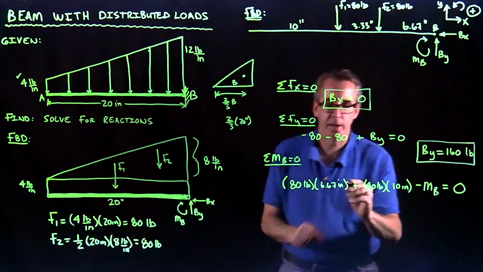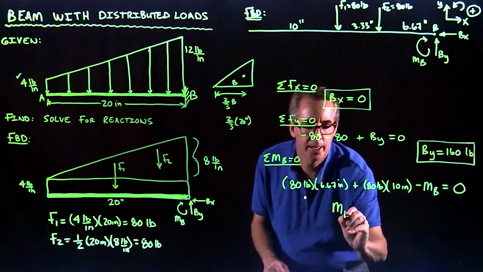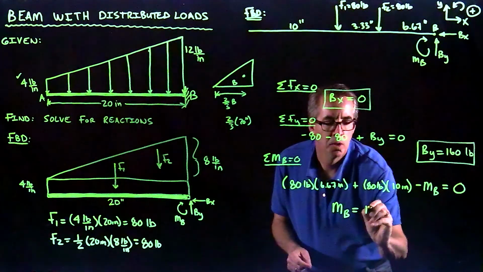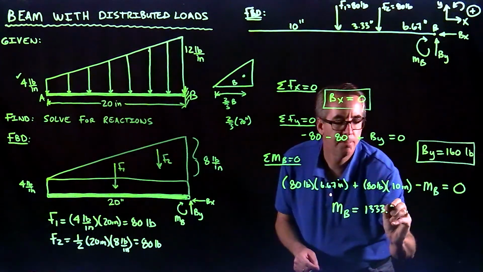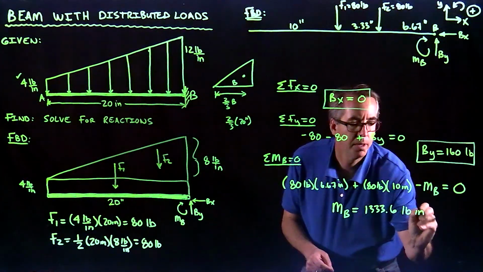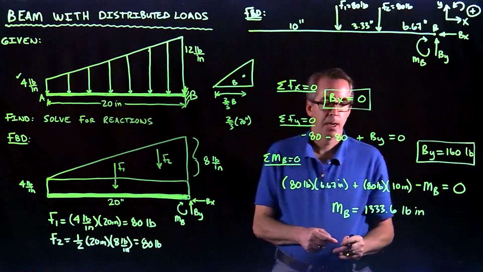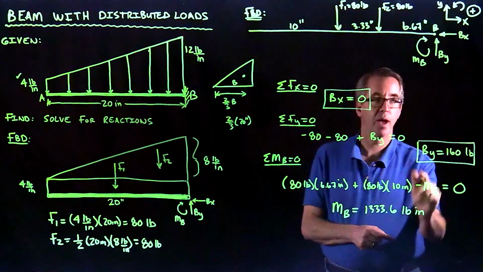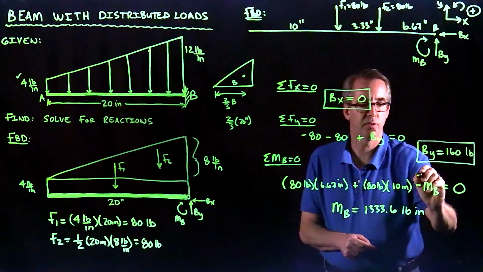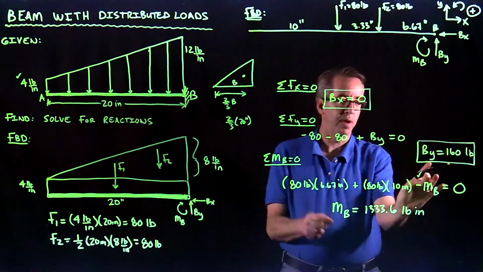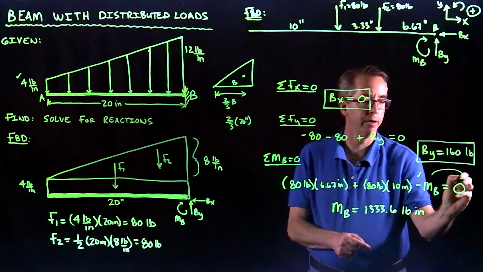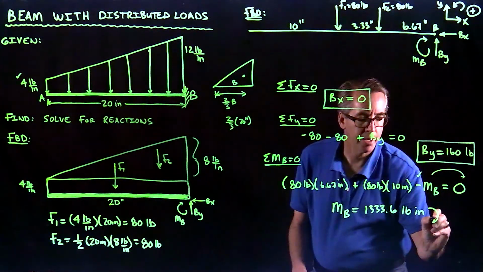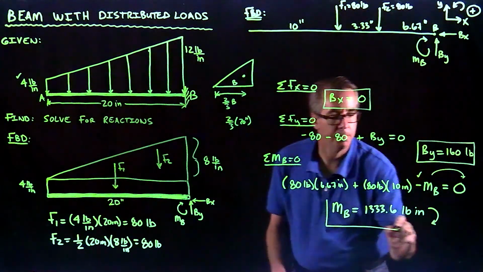Okay. So when I solve this, I get that the moment about point B comes out to be 1333.6 pound-inches. Okay. And it's in the direction that I have shown. Because based on the way I was showing it, it was going counterclockwise, which is why I have the negative here. And so if I move this term over here, then you have all this as positive. So it is in the direction as we had indicated on the free body diagram.